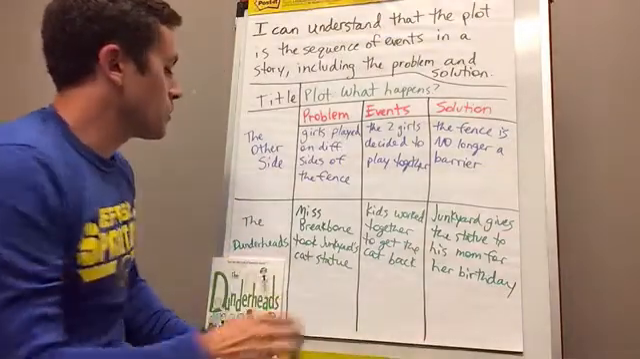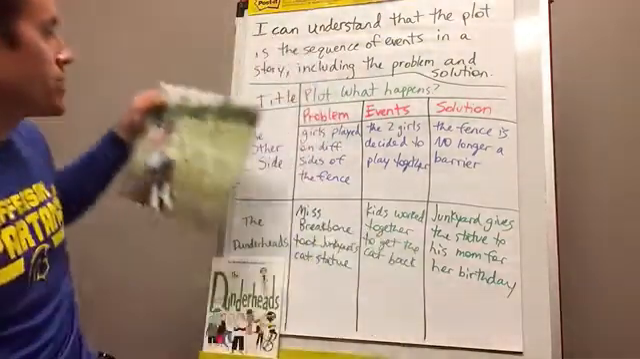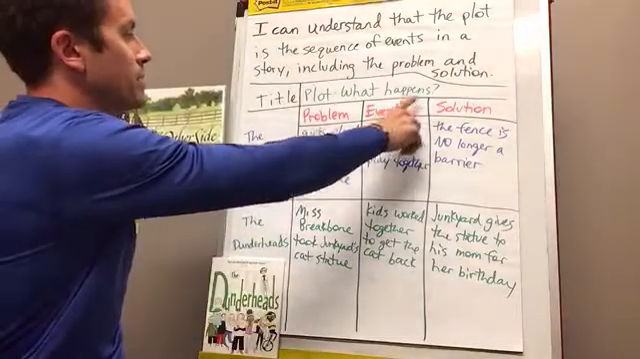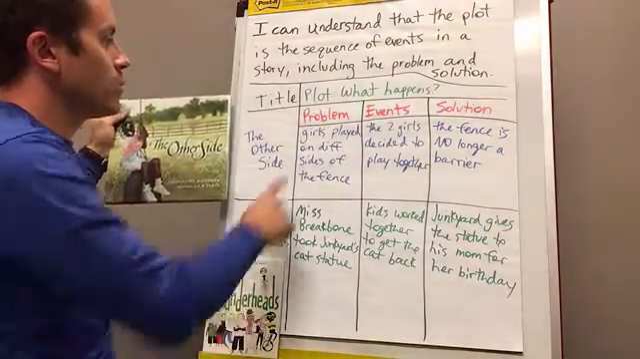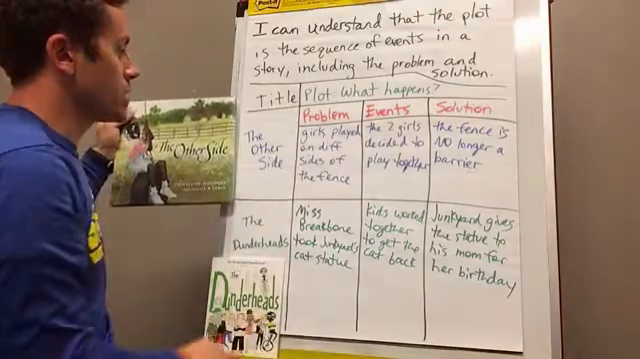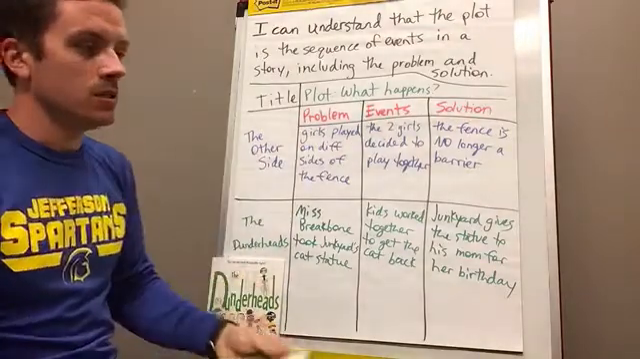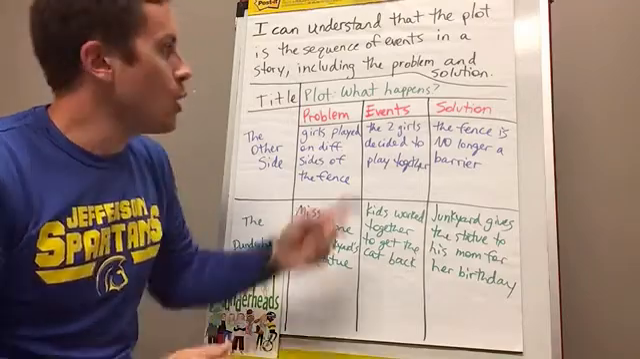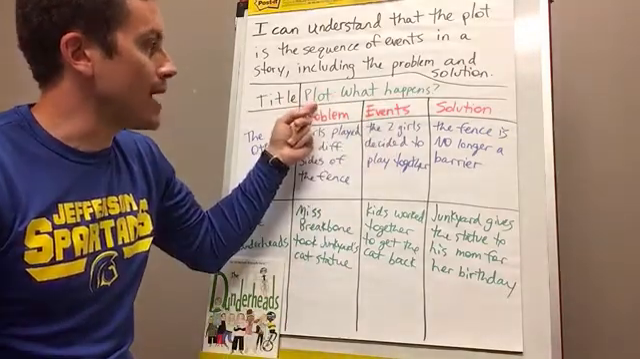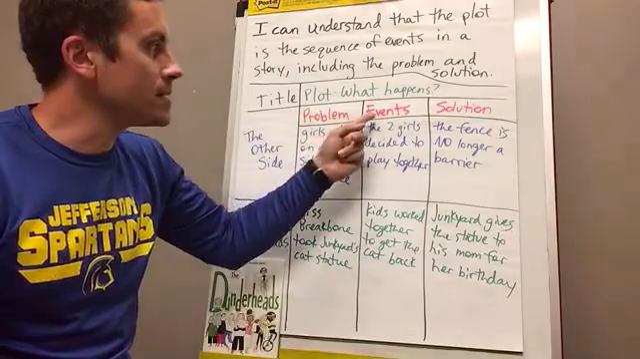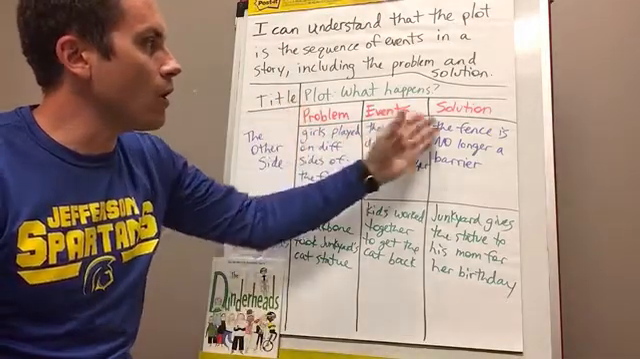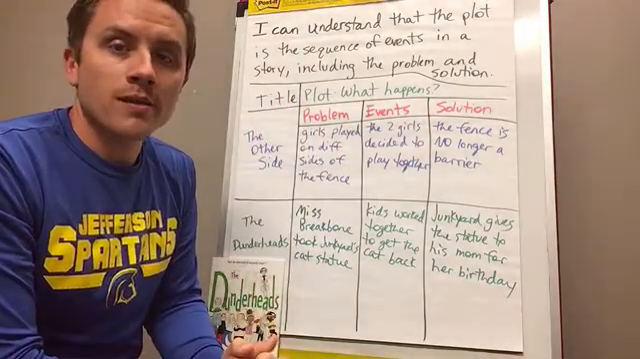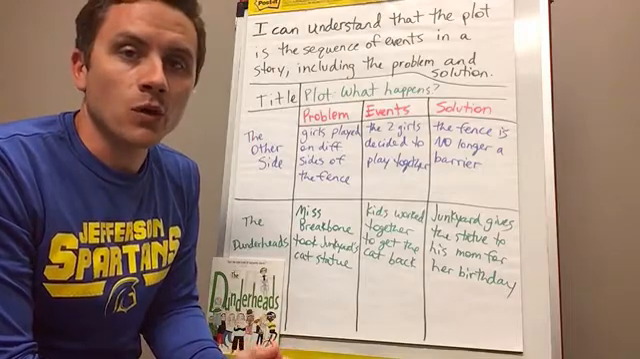So now what we just did, we went through again a couple books. The Other Side, we looked at what happens, the plot, with the problem, the events, the solution for The Other Side, as well as Dunderheads. Now today when you read a fiction book, think about what happens. That is the plot. What is the problem that happens? The events, the solution, they are all part of the plot. So think about that today as you're reading your fiction book.